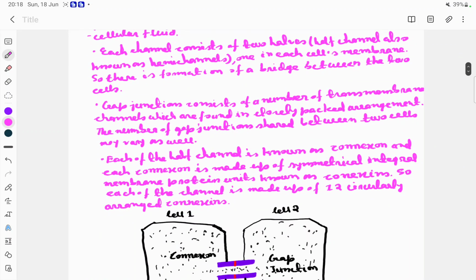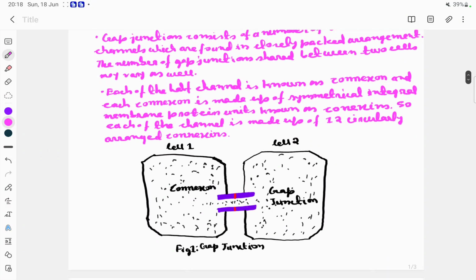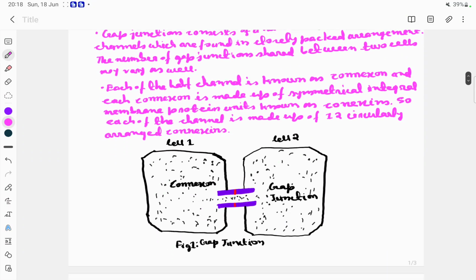Gap junctions consist of a number of transmembrane channels which are found in closely packed arrangement. The number of gap junctions shown between two cells may vary as well. Each half of the channel is known as a connexon, and each connexon is made up of symmetrical integral membrane protein units known as connexins. So, each channel is made up of 12 circularly arranged connexins.